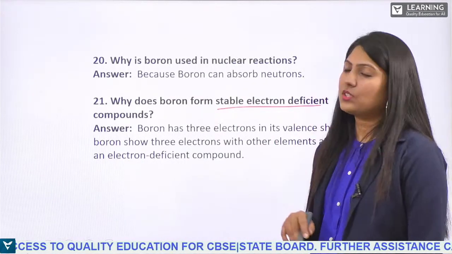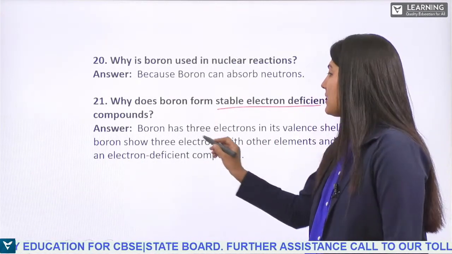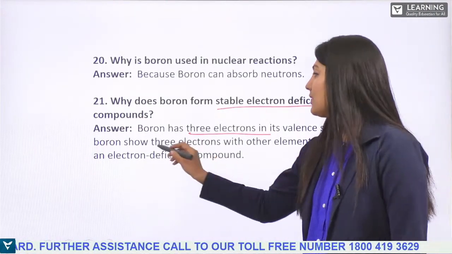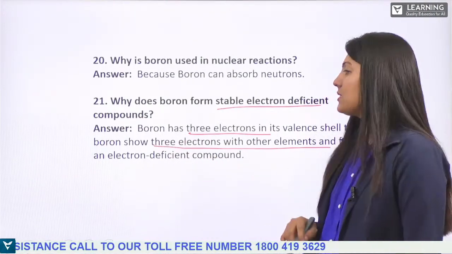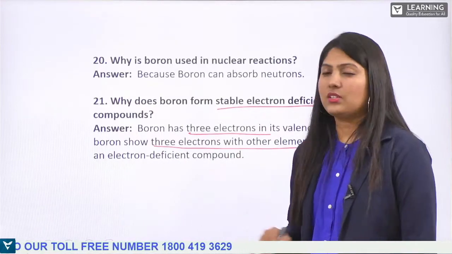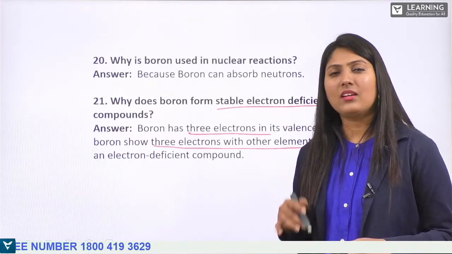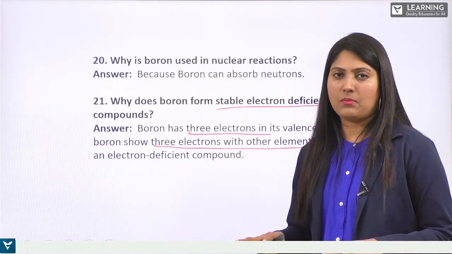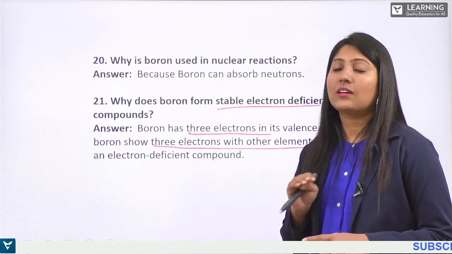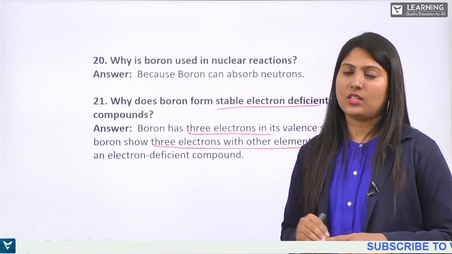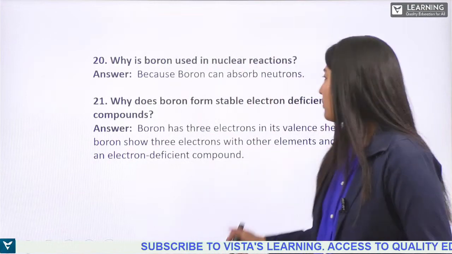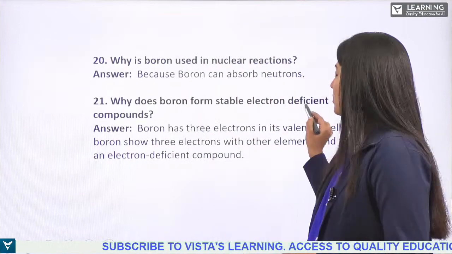Why does boron form stable electron deficient compounds? Boron has 3 electrons in its valence shell, and it shares these 3 electrons with other elements and forms an electron deficient compound. It means all the 3 electrons have been paired, so it will be stable. But it is 2 electrons short of attaining the octet structure. Hence, we can say it is a stable electron deficient compound.